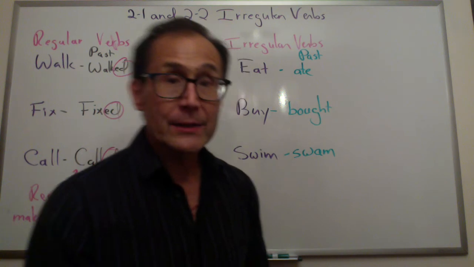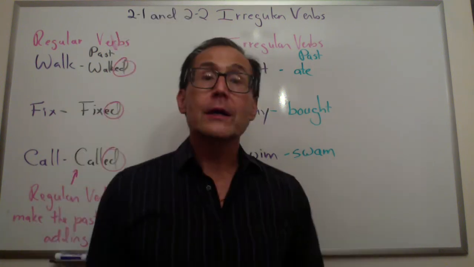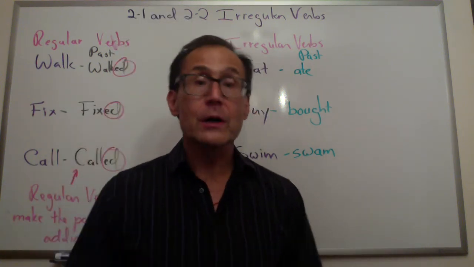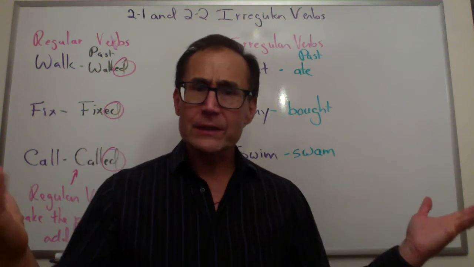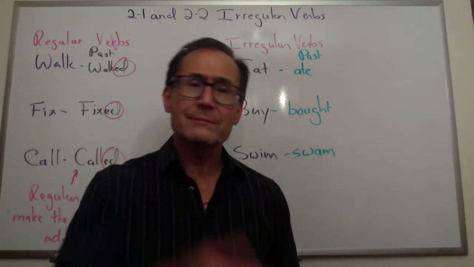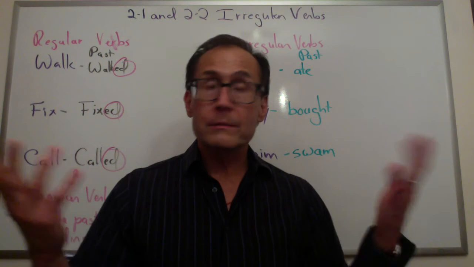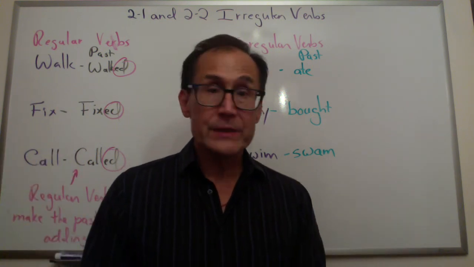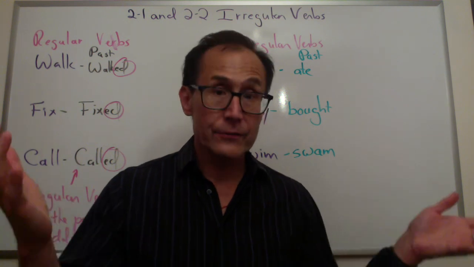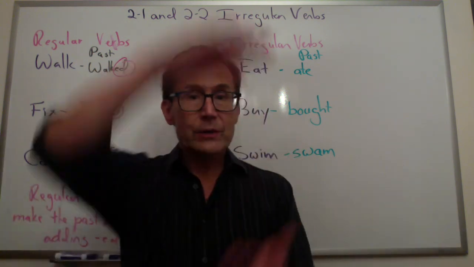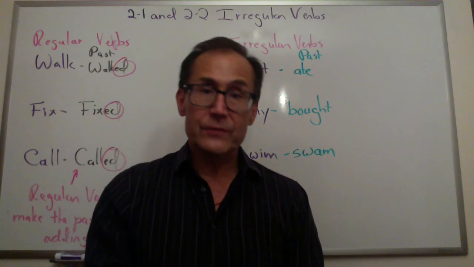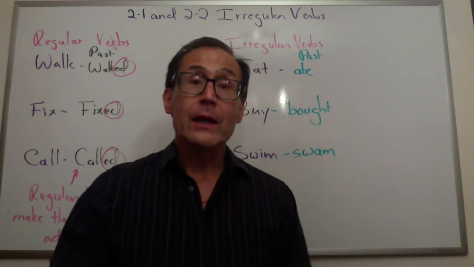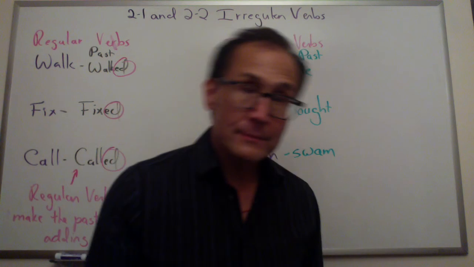So, bad news, there's no rule. Good news, there's a list in the book. Also, if you're watching these videos and you don't have this book, just do a web search. Google irregular verbs in English, or English irregular verbs, and you can find whole big lists of them online. Okay?